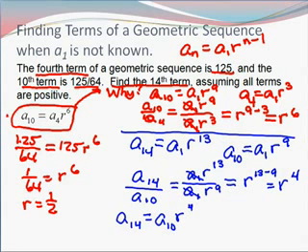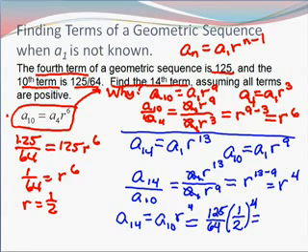We know A10 and we know r, so let's go ahead and substitute those in. A10 is 125 over 64, and r is 1/2, and we're going to raise that to the 4th power. And if you do the math, take a minute, figure it out, you do 125 over 1024, and that is your 14th term in the geometric sequence.